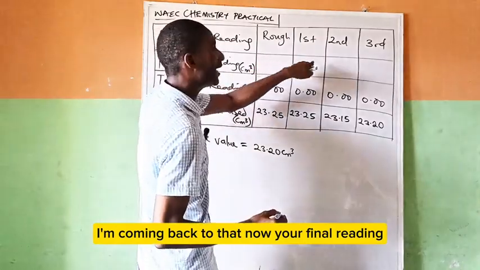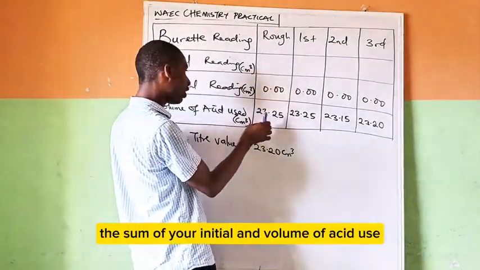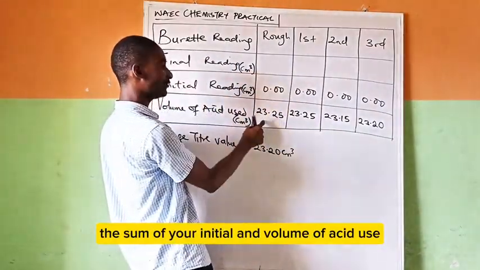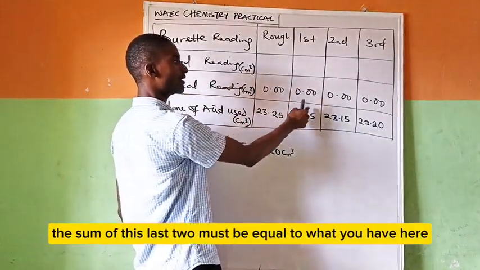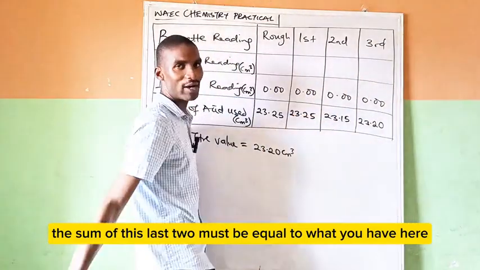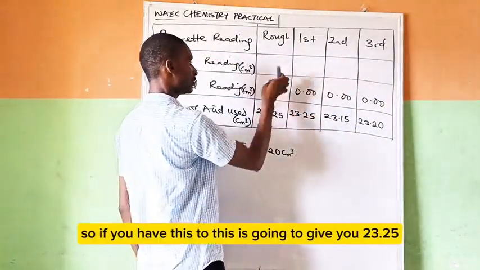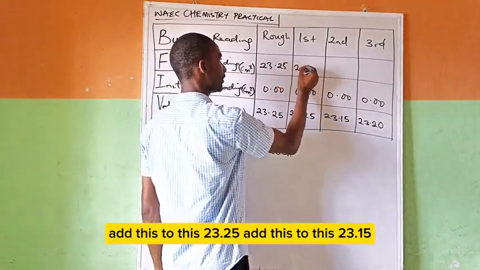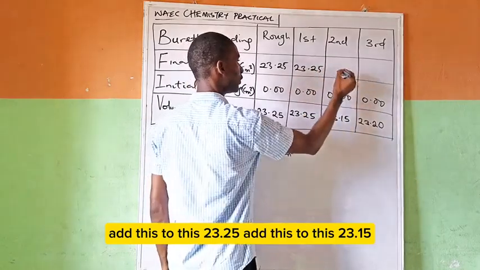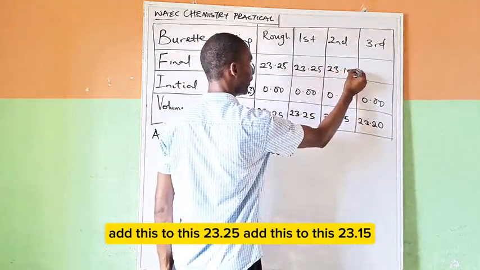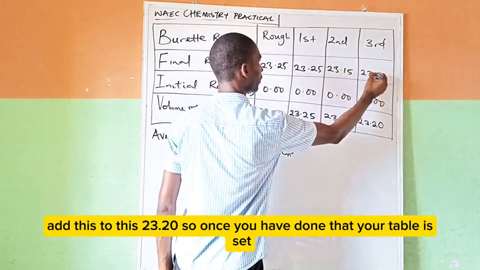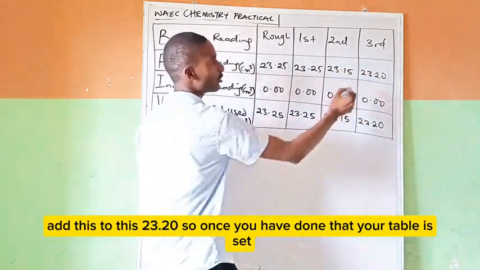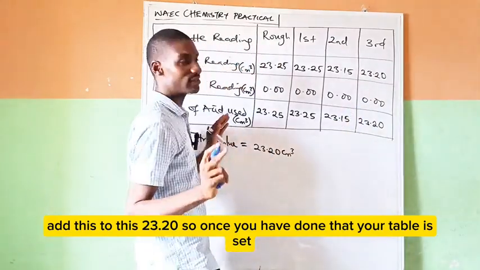Now, the sum of your initial and volume of acid used, the sum of these last two, must be equal to what you have here as the final reading. So if you add this to this, it's going to give you 23.25. Add this to this, 23.25. Add this to this, 23.15. Add this to this, 23.20. Once you have done that, your table is set.